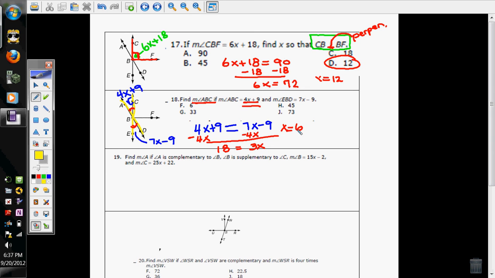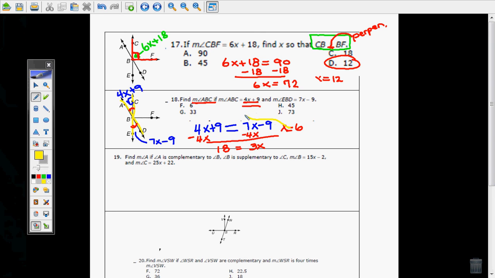I have to take x and plug it in right here to find out the actual number of degrees for angle ABC. And that's just a simple plug-in. 4 times 6 plus 9. Use your mighty math powers to find the sum of 24 and 9. Hopefully it's 33. Hopefully you got 33. That's what I got. Making the correct answer G.